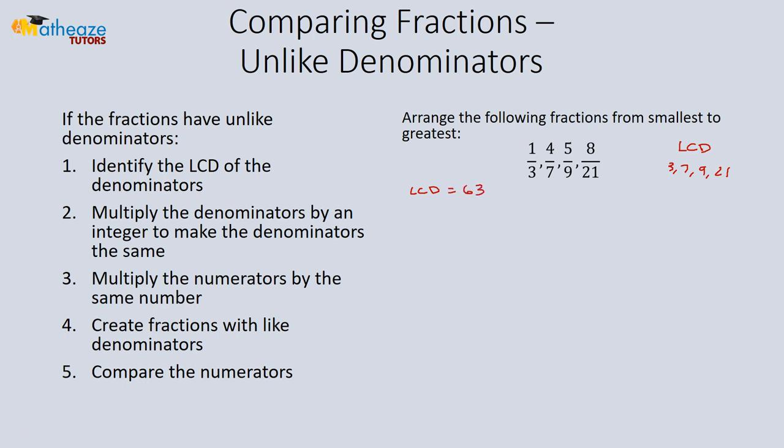Now what we're going to do is rewrite all of these fractions with an LCD of 63. So for 1 over 3, I'm going to multiply 3 by 21 to get to 63. I'm going to multiply 7 by 9 to get to 63. I'm going to multiply 9 by 7 to get to 63. And I am also going to multiply 21 by 3 to get to 63.